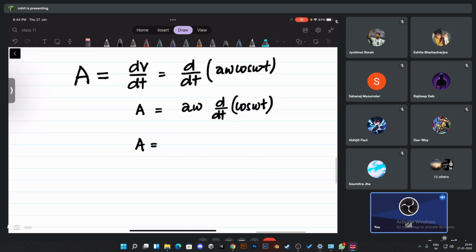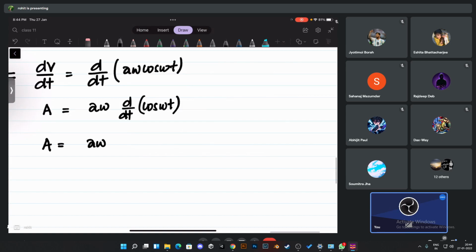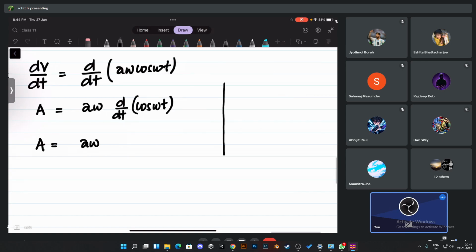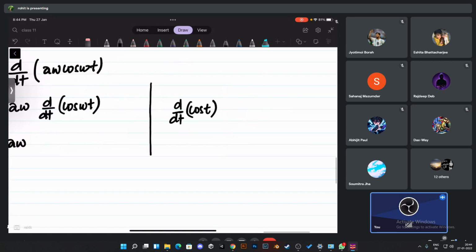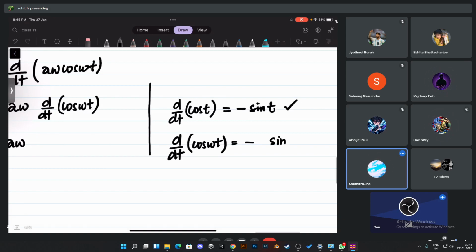Now you are going to tell me. Acceleration equals a omega times the differentiation of cos omega t. Let me give you the formula again: the differentiation of cos t, don't forget, is minus sine t. Do you agree? Is it fine? Yes, sir. So differentiation of cos omega t, what will be the answer? Minus sine omega t, and of course I'm going to have an extra omega in front.